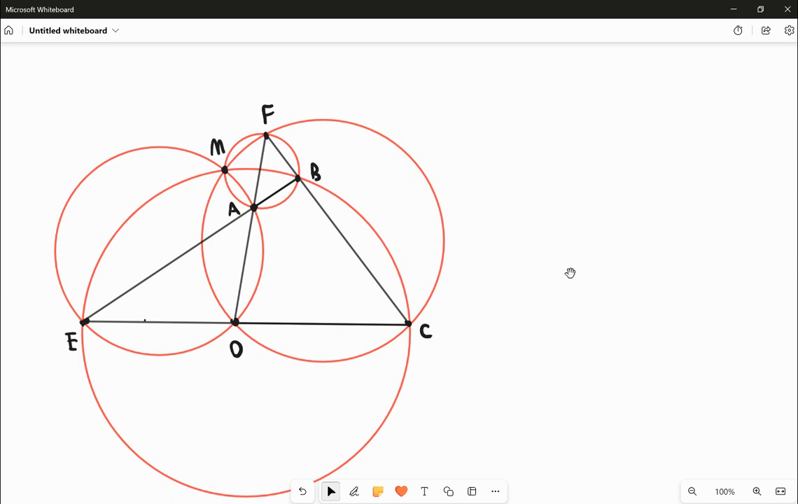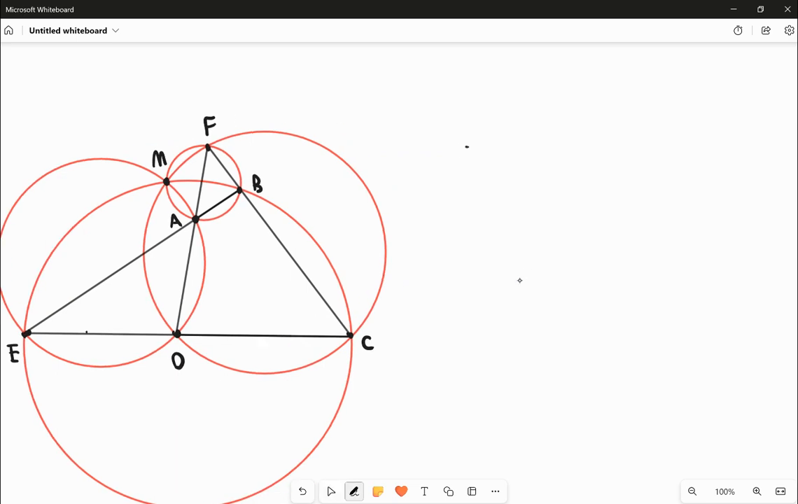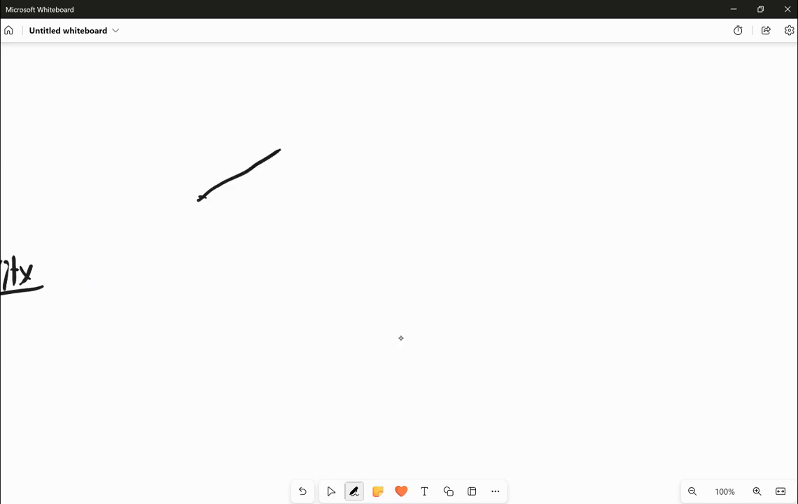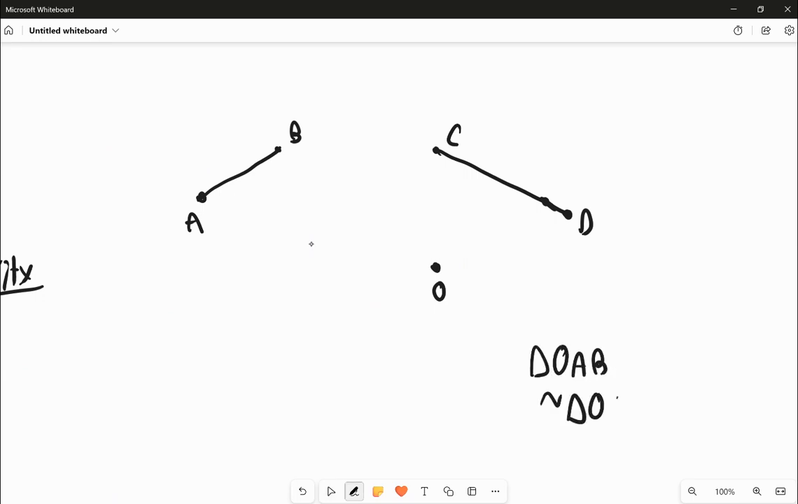In order to do so, we need to define a new concept called spiral similarity. So what is that? If you have two line segments AB and CD, then a spiral similarity is centered at a point O, suppose, over here. And it's such that triangle OAB is similar to triangle OCD.